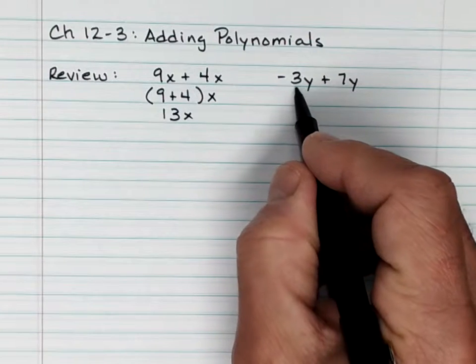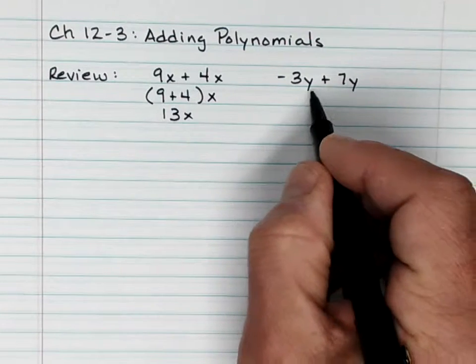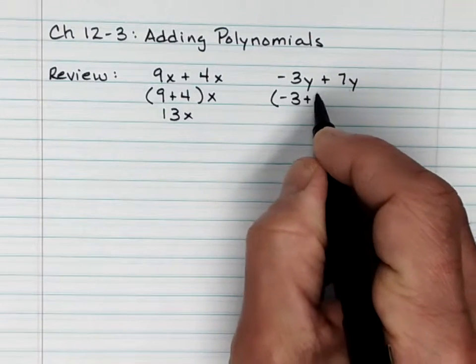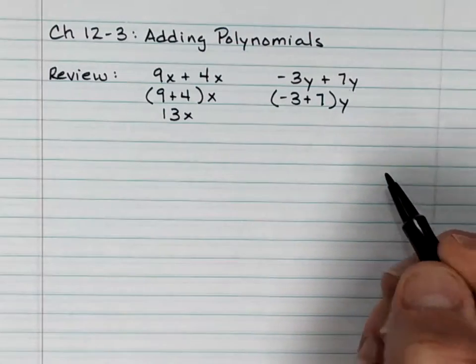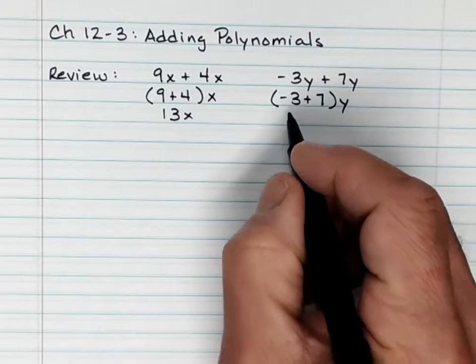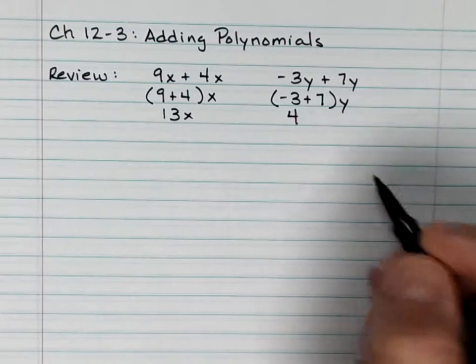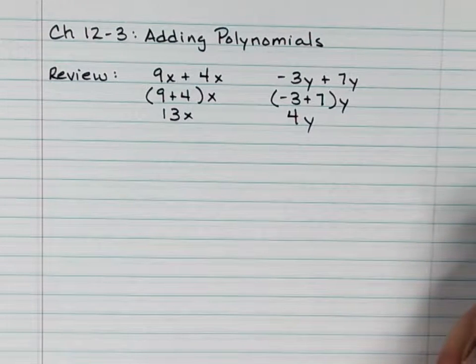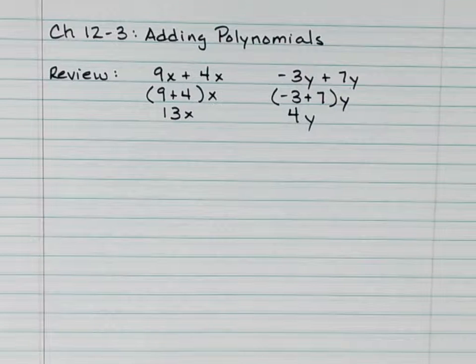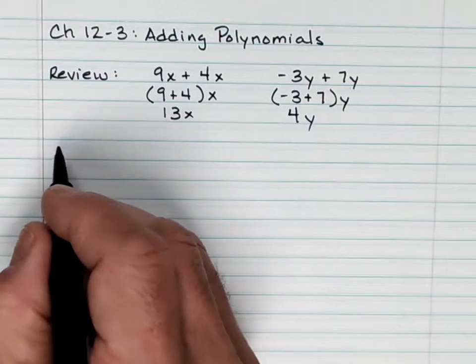Over here you have negative 3y plus 7y, y being the common variable. So negative 3 and 7 are the coefficients you're going to add together. I did say you're going to add them together, but one's positive, one's negative, so we're going to subtract their absolute values. And we're going to keep the sign of the greater of the two absolute values, which in this case is positive 7.